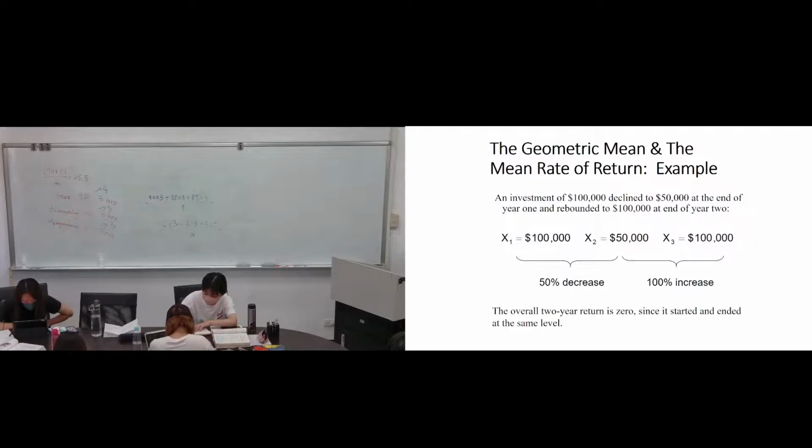Now let's see this one. An investment of $100,000. Originally, my principal is $100,000, but at the end of year 1, it goes down to $50,000. So let us say negative 50%.